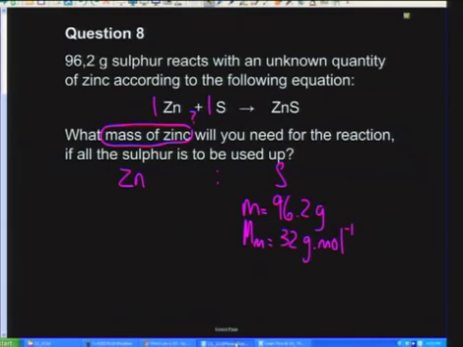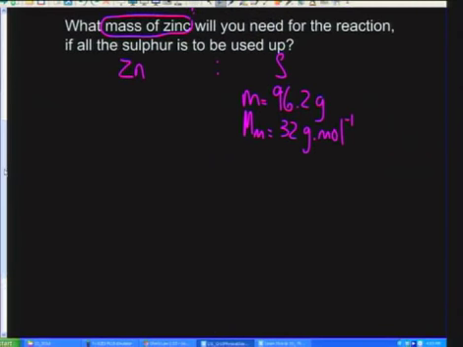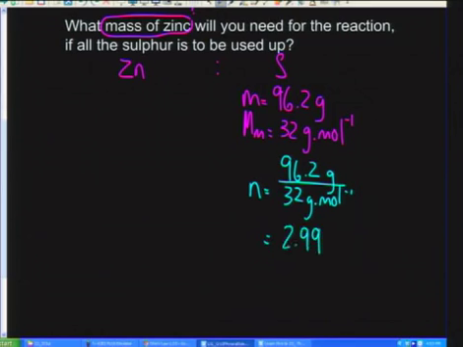So coming across here, we first have to work out the number of moles of sulfur. Okay? And we would do that by saying, okay, N is equal to the 96.2 grams divided by the 32 grams per mole. And do you recognize that you're going to get a number of moles of sulfur, and I think it comes out to 2.99. So you can round off to, that would be 3 moles of sulfur. It continues that number, I know it does.